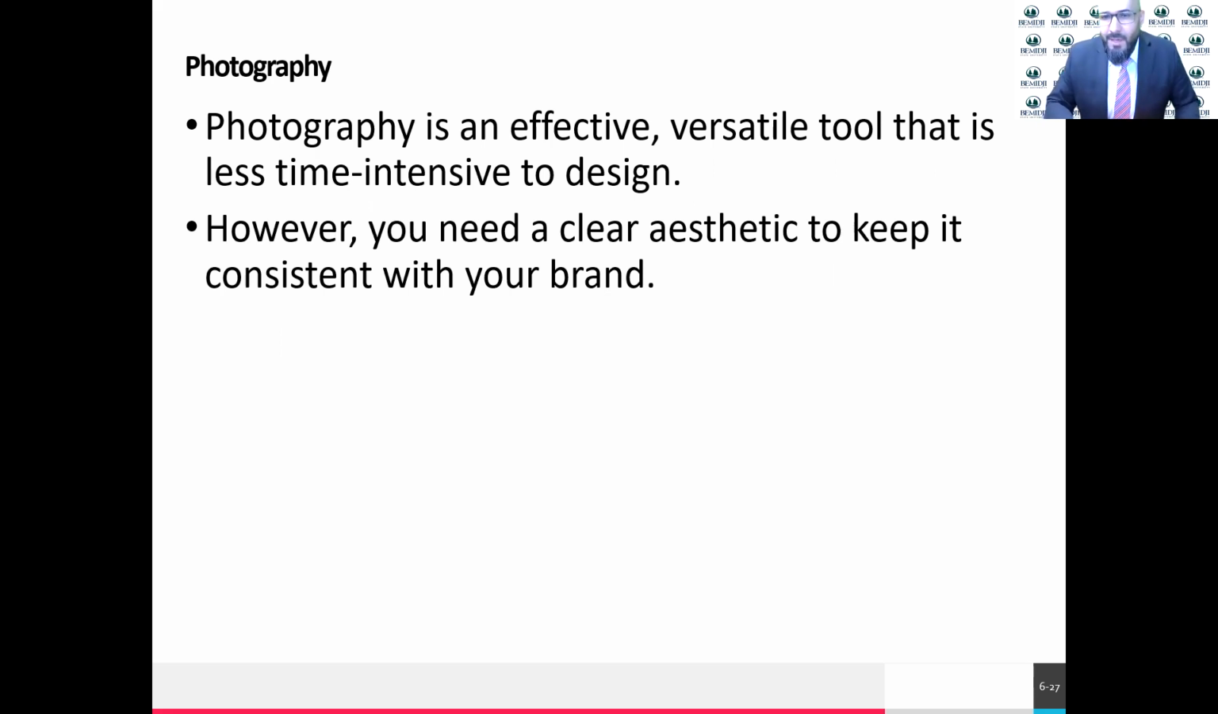Photography is an effective tool that is less time intensive to design. You need a clear aesthetic to keep it consistent with your brand. So we need some images of your service that will go with the brand. Show them an example of what your brand or your service will look like. Just take a picture of your restaurant, food, something to go with your brand to show them as an example of your service.